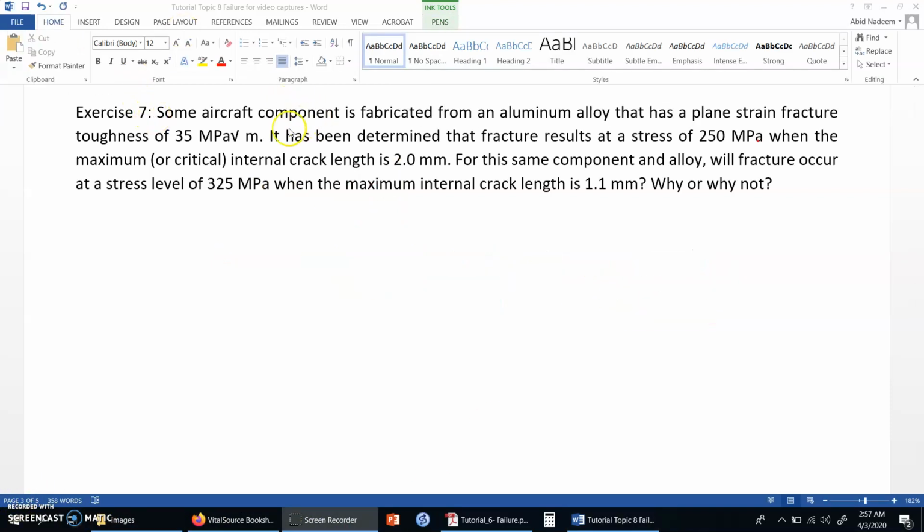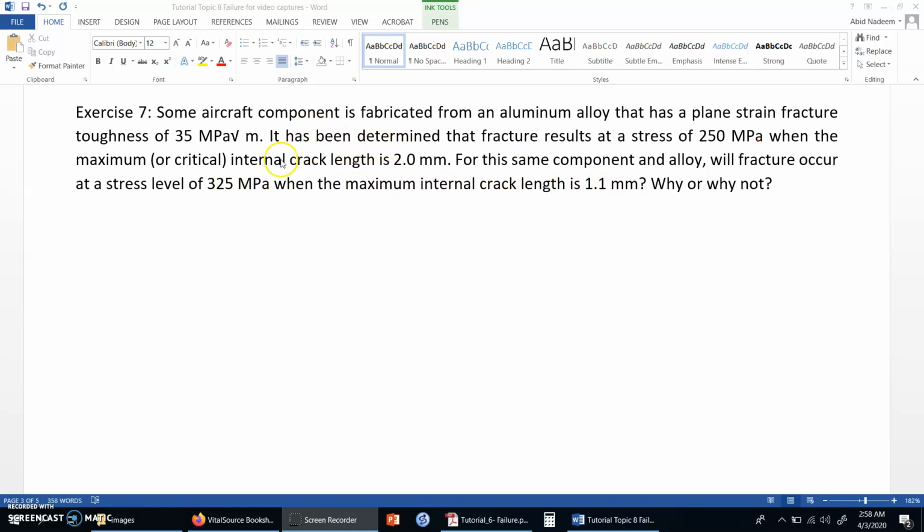Okay, next. Some aircraft component is fabricated from an aluminium alloy that has a plane strain fracture toughness of 35 megapascal meter power 1/2. It has been determined that a fracture results at a stress of 250 megapascal when the maximum or critical internal crack length is 2 millimeter. So for this component and alloy, will the fracture occur at a stress level of 325 megapascal when the maximum internal crack length is 1.1 millimeter?